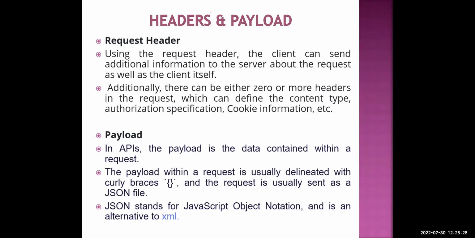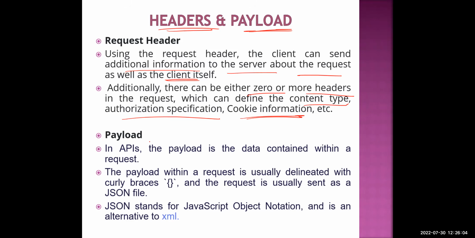So now there is one more, header, some header cookies. That is also important. Some payload is also important. So what is header? Using request header, client is able to send some additional information to the server about their request, as well as information about the client itself. Additionally, there can be zero or more headers in the request, which can define some content type, authorization specification, some cookies information. Internally, it is available in the header. So where you can see that, let me show you through the practical.